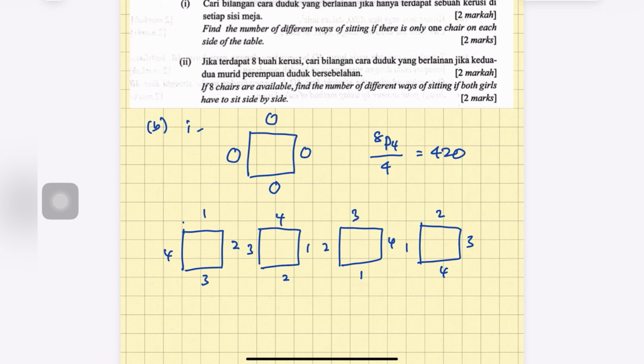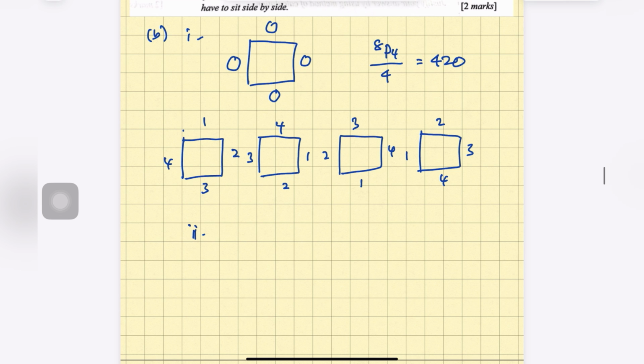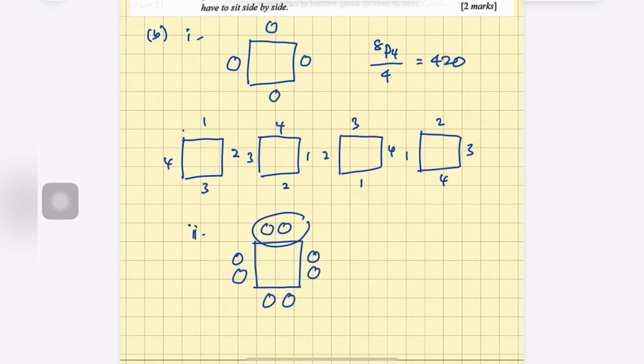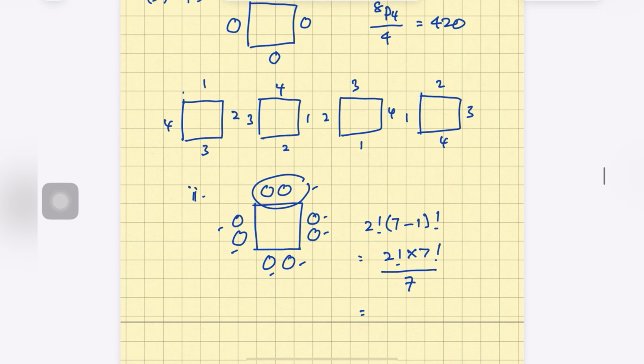Roman 2. If 8 chairs are available, find the number of different ways of sitting if both girls have to sit side by side. Okay, so Roman 2 now, it is the same square table. Okay, so there are 8 chairs. Okay, 2 girls sit together. So 2 girls, so 2 factorial. Okay, so the balance is 1, 2, 3, 4, 5, 6. Okay, the girls together we consider as one. Okay, so 7. Since it is like a circle, we have to divide by 7. Okay, this is actually the same. 2 factorial times 7 factorial divided by 7, like just now.